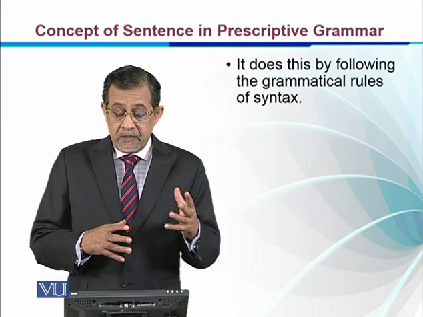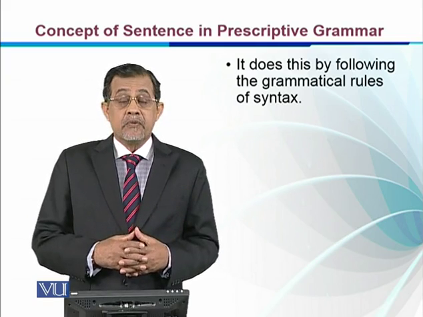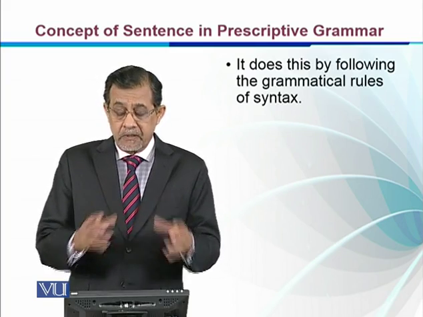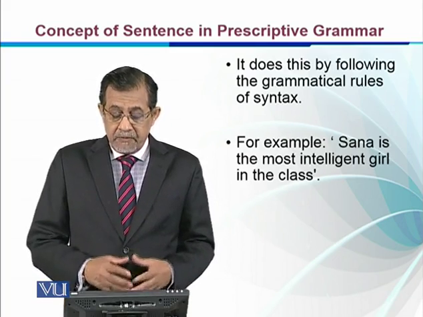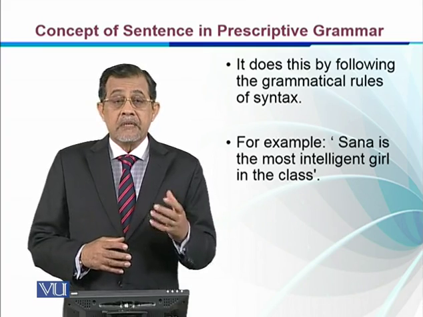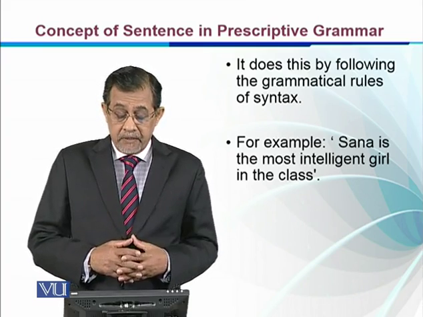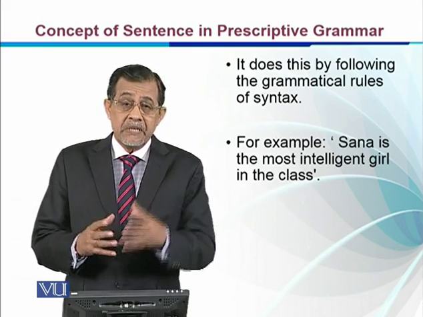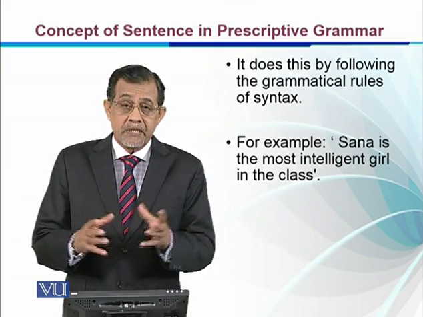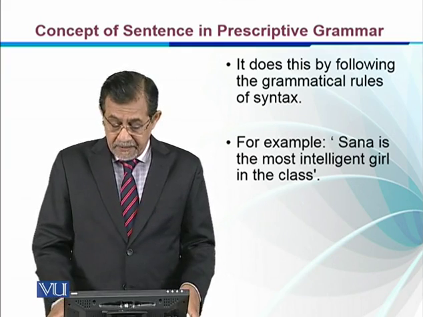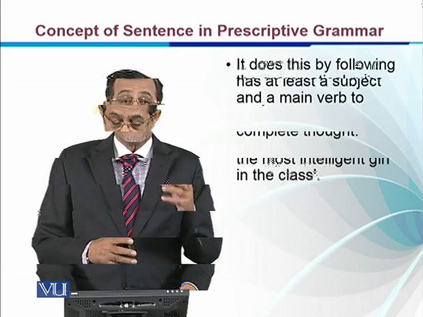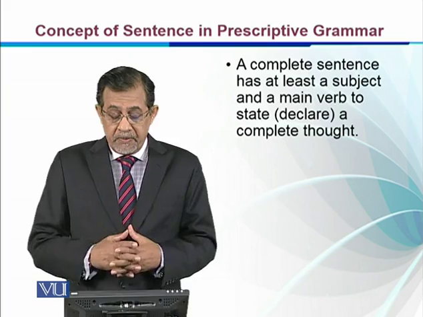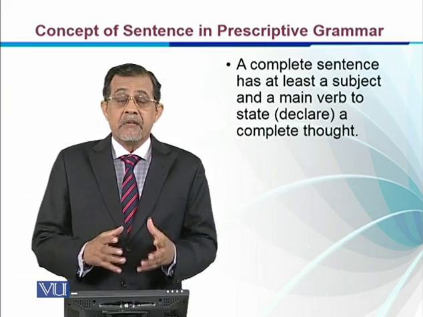It does this by following the grammatical rules of a sentence. So this complete thought follows certain grammatical rules. For example, Sana is the most intelligent girl in the class. We call it a sentence because it gives us a complete thought. This group of words expresses a complete thought, with a subject and a main verb.